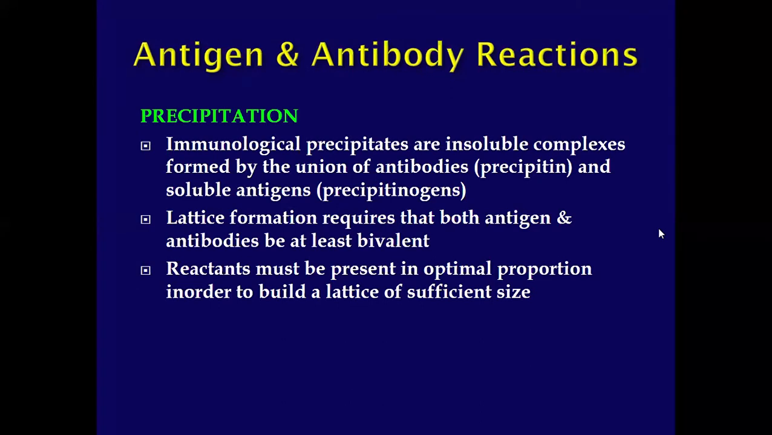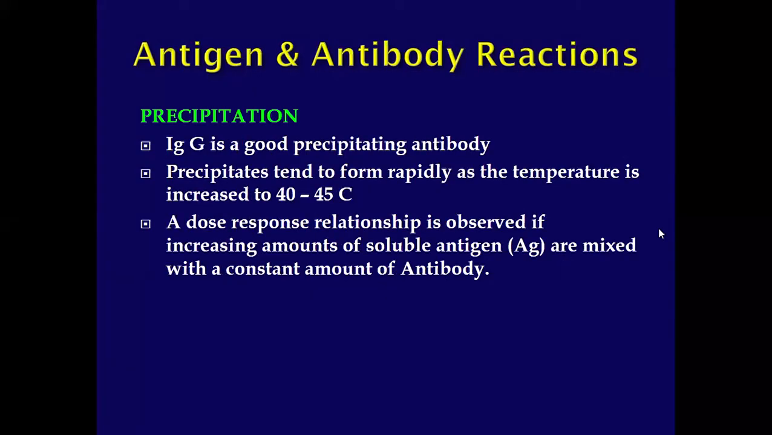So the primary requirement for precipitation to occur is that there should be adequate concentration of both your antigen and your antibody. Is it understood? Yes, Dr. Esquivel. Okay.